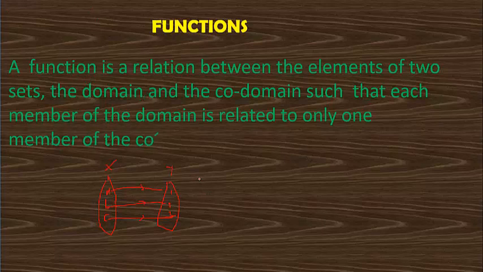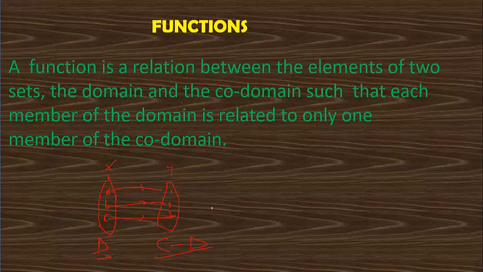Alright, so always this one is the domain, this one is the codomain. That is the first, then the second. First set is the domain, second set is the codomain. Alright, now let's move on.